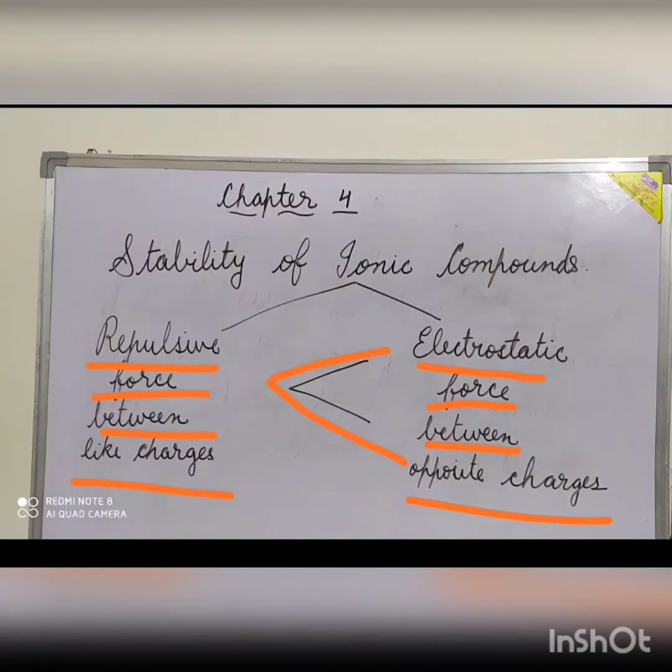A few examples of electrovalent compounds are sodium chloride, magnesium chloride, calcium oxide, etc. Cesium fluoride is the most ionic compound, as cesium has a maximum tendency to lose the electron, while fluorine has a maximum tendency to gain the electron.